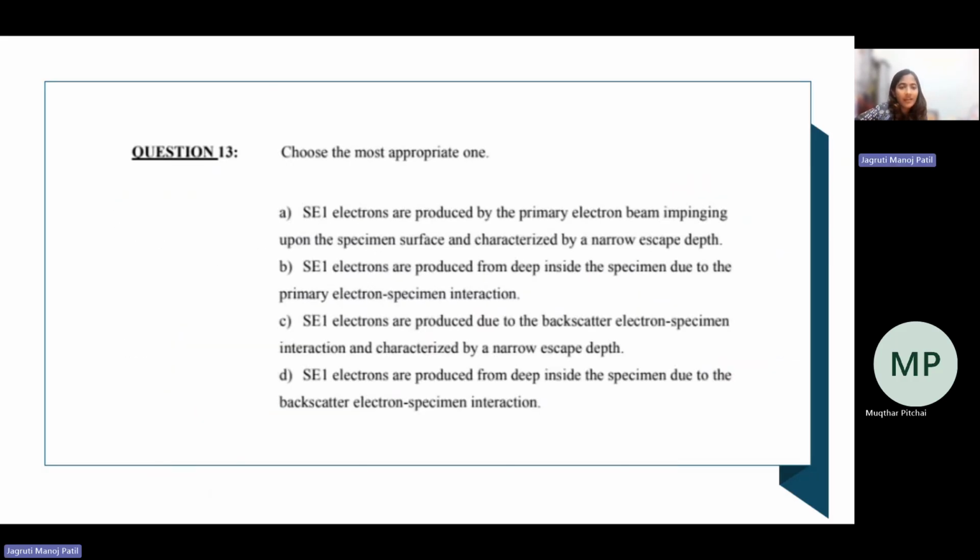Okay, so choose the appropriate one for the secondary electrons. Secondary electrons are produced by the primary electron beam upon the specimen surface and are characterized by a narrow depth. No, secondary electrons are produced due to the backscattered electron. No, secondary electrons are produced from the depth. No, that is A, ma'am.